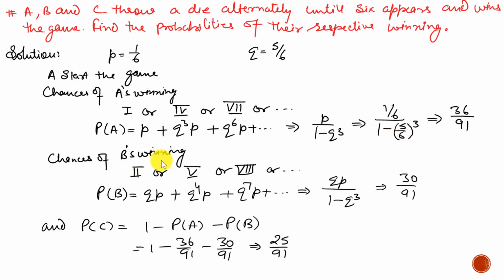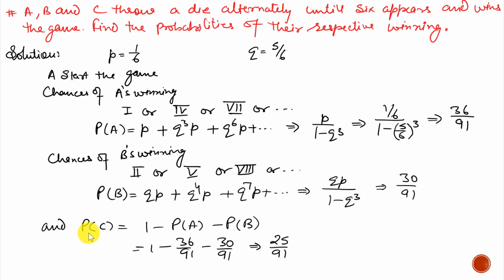Now the chances of B winning are on the second, or fifth, or eighth and so on. So the probability of B on the second means first failure then success, fifth means 4 failures then success, eighth means 7 failures then success. This is again forming a GP and the formula is A upon 1 minus R, and after simplification we get the answer 30 by 91.